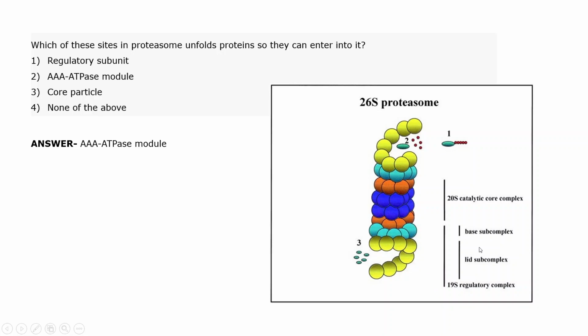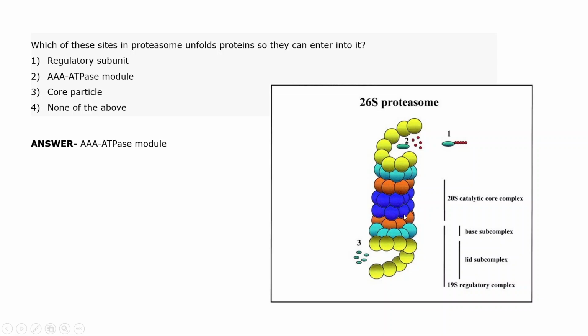The lid subcomplex is also called the regulatory subunit. What it does is detect the polyubiquitin tag on the protein. This is the polyubiquitin that is attached to the protein, right? So it is detected by this regulatory subunit. Afterwards, the protein is unfolded by the AAA ATPase module that is present within the base subcomplex. Whenever the regulatory subunit detects a polyubiquitinated protein, the AAA ATPase unfolds the protein so that it can enter into the core complex.